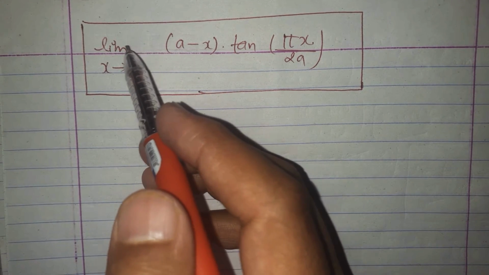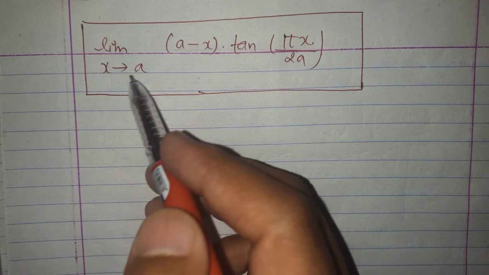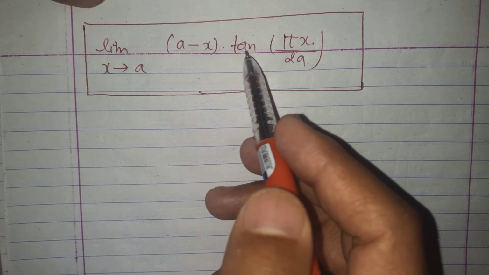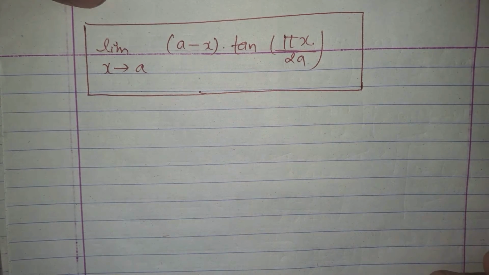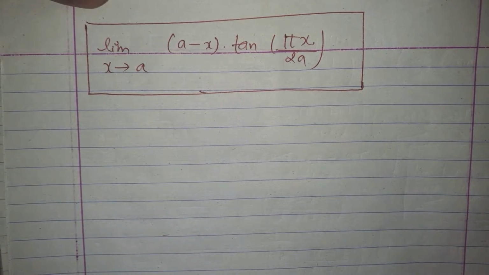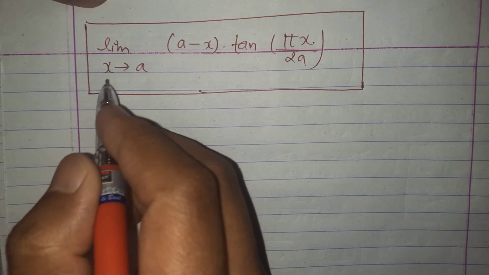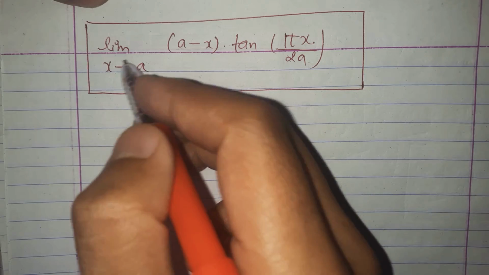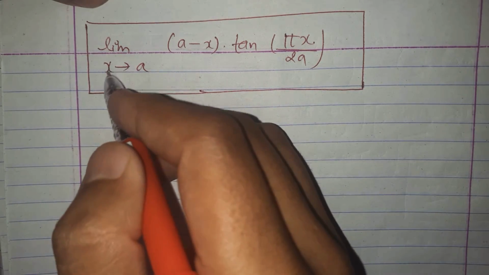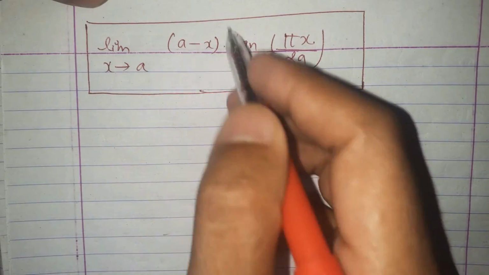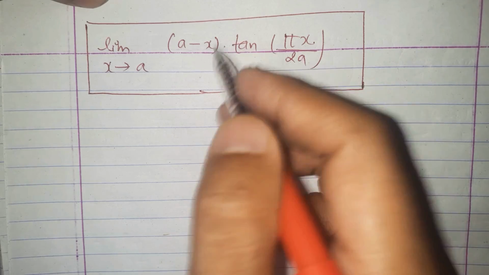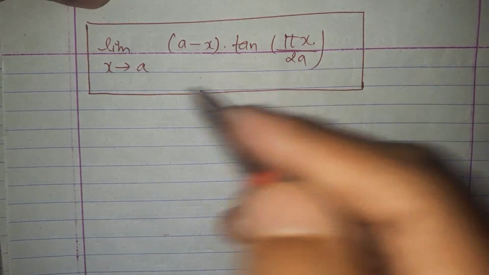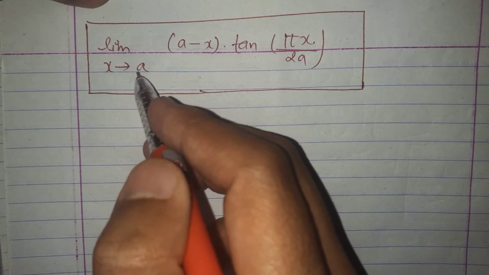Here I have taken a question, limit x approaches to a of the function a minus x times tangent of pi x over 2a. This is the question. First step, while calculating the limit, the very first step is checking the point. Let's check when x approaches to a, whether the function gives the definite form or indeterminate form.